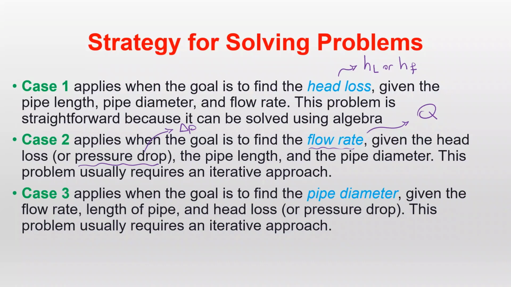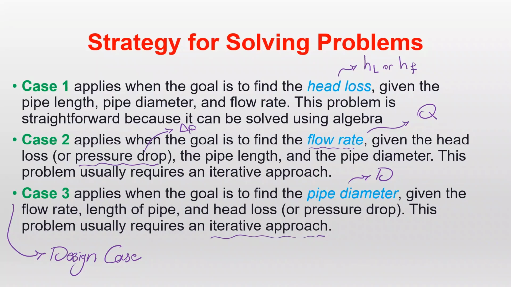And finally, case number 3, which is also called the design case, is when your goal is to find pipe diameter. That's why it's called design, because you are designing a pipe for a system. Whenever you are designing pipe diameter, usually flow rate is given, the length of the pipe is given, and the head loss is given as well, and you will be able to calculate pipe diameter based on an iterative approach as well. Okay, so we are going to go ahead and see some examples of these 3 cases.